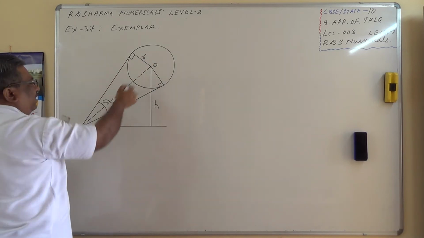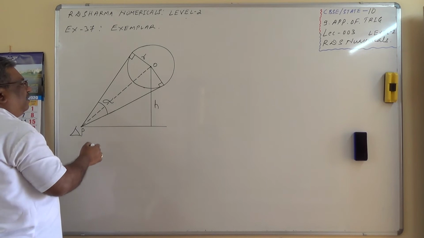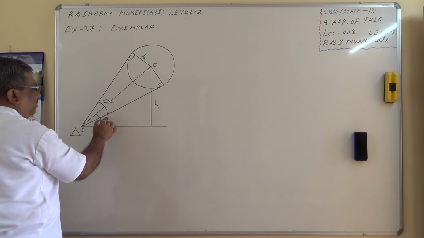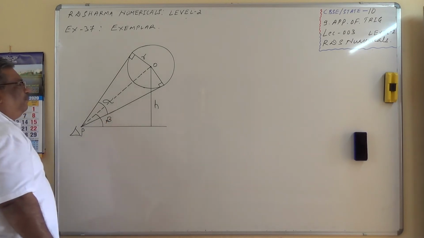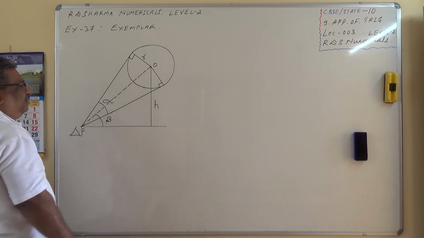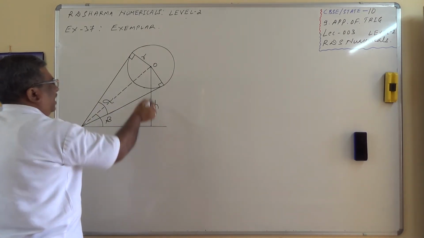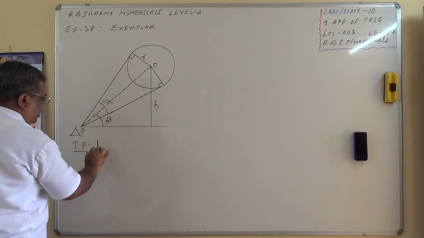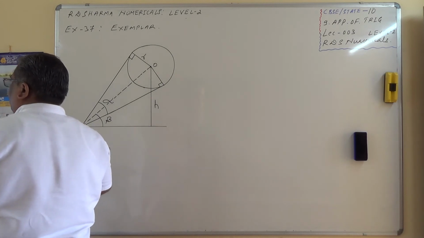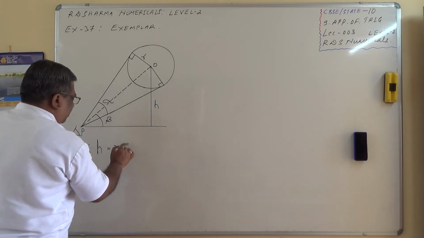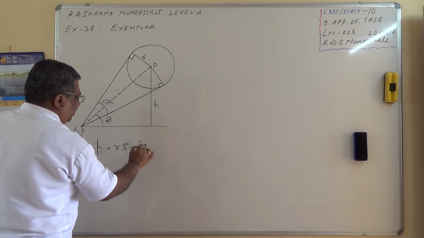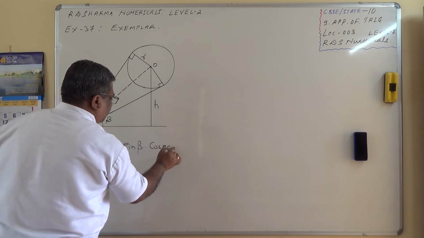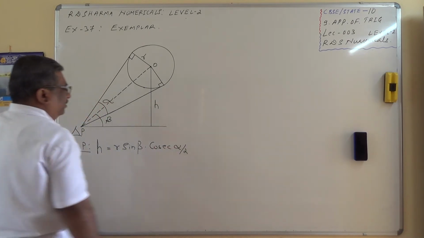So O is the center, and the angle of elevation of the center of the balloon is this angle. This is beta. This is given to you. In this situation, we need to prove that the height of the center of the balloon, H, equals r sin beta into cosec alpha by 2. This is what is to be proved.